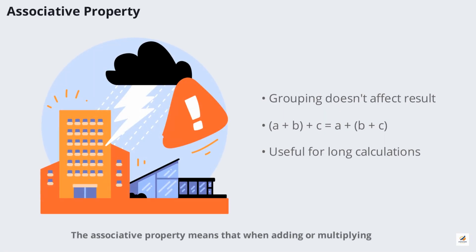The associative property means that when adding or multiplying, the way you group the numbers doesn't change the result. For example, (a + b) + c equals a + (b + c). This property allows you to regroup terms for easier calculations, especially when dealing with long chains of numbers.